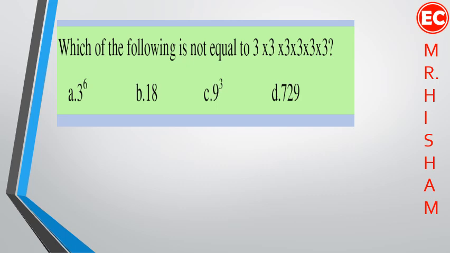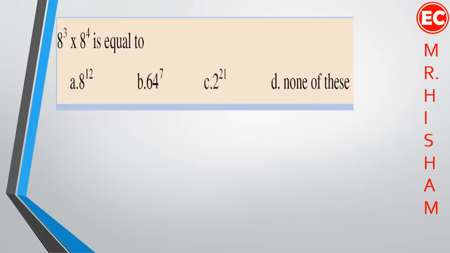Which of the following is not equal to? Of course it's A, because 3 by 3 by 3 by 3 by 3 by 3 is equal to 3 to the power of 6, which is 9 power 3, which is 729. 8 to the power of 3 multiplied by 8 to the power of 4. I know that if I multiply with the same base, all I have to do is add the powers. So it's 8 power 7. So of course it's not 8 power 12, and of course it's not 64 power 7.